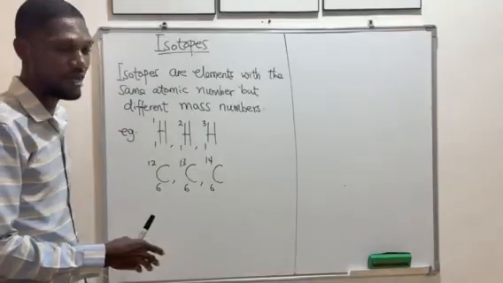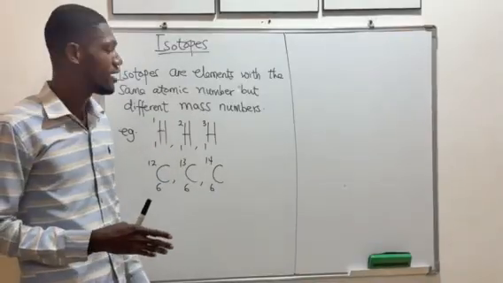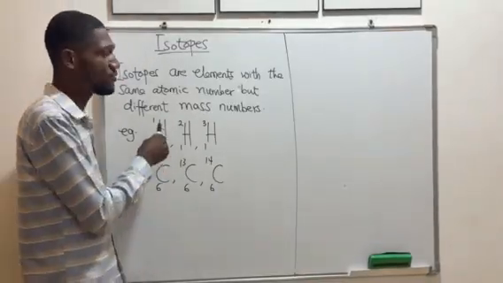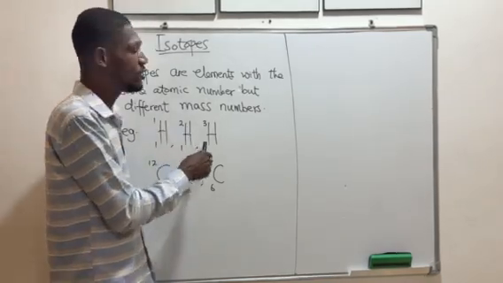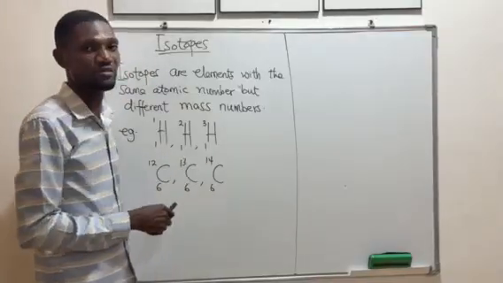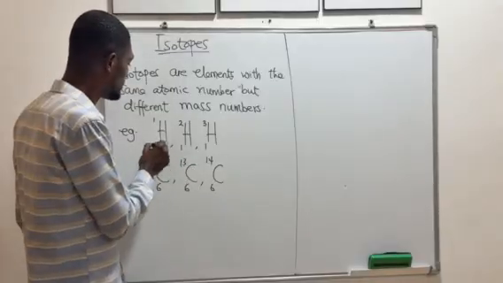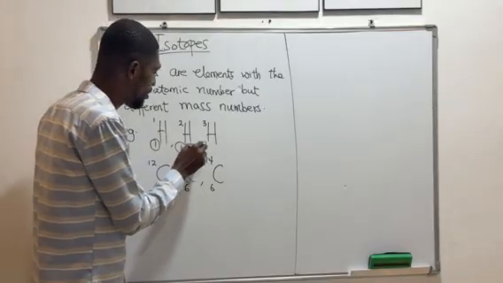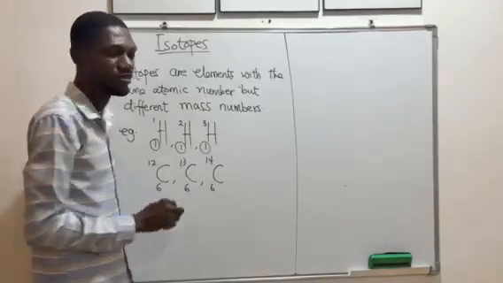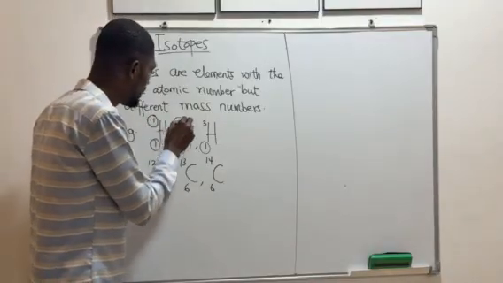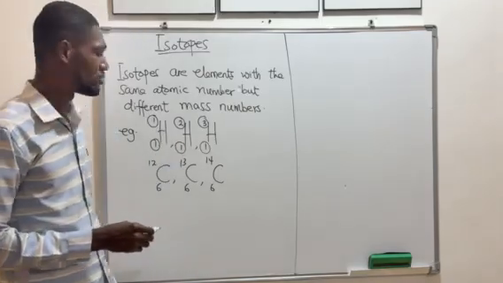So we have some examples here. The first one is the element hydrogen. Hydrogen has 3 different isotopes. So we have hydrogen 1, and then hydrogen 2, and then the third one, which is hydrogen 3. Now for these isotopes, the first thing we see here is the same number of protons, which is referred to as the atomic number. So they all have the same atomic number. But you can see that there are different mass numbers. So this represents an isotope.